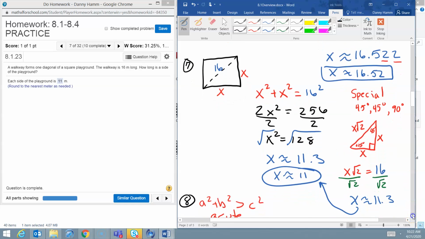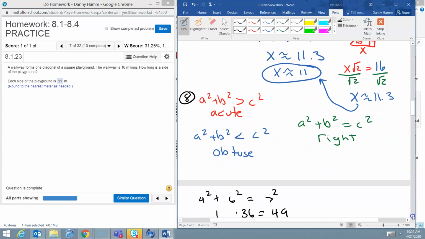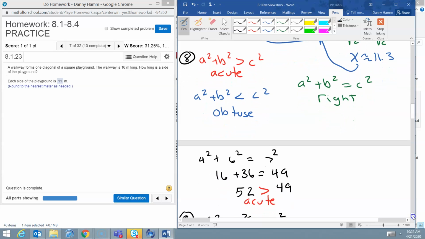Or we can realize, ooh, this is a special 45-45-90 degree triangle, and those triangles have fixed outcomes. Our sides are equal to each other, so that is x, and our hypotenuse will always be side length times the square root of 2. So if we use this format, we know that x times root 2 is going to be equal to the given diagonal, or hypotenuse. We divide that by the square root of 2, and we get the same answer. So you have two different ways to solve this problem. The choice is yours.